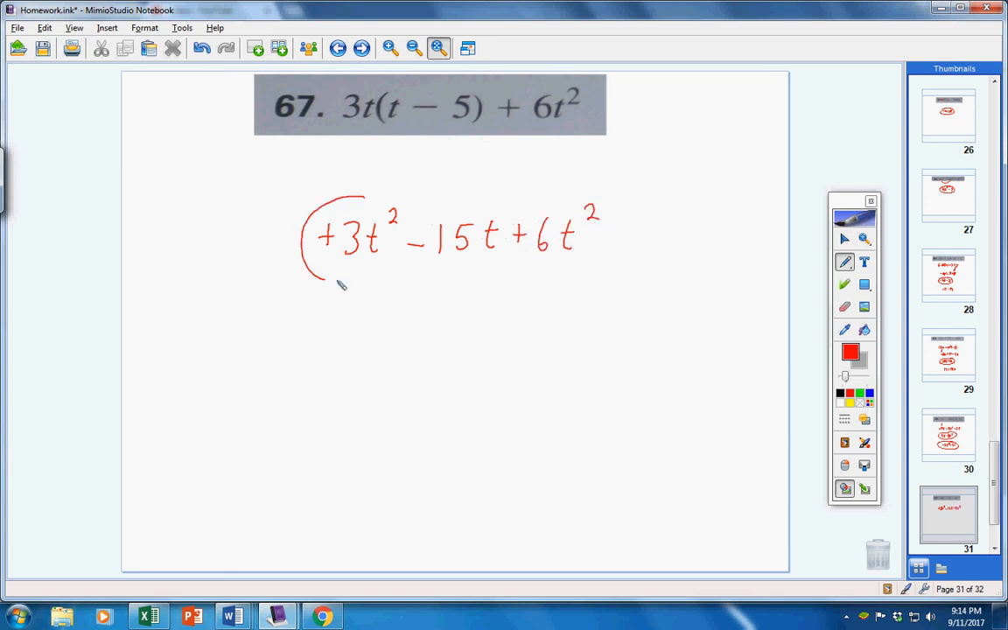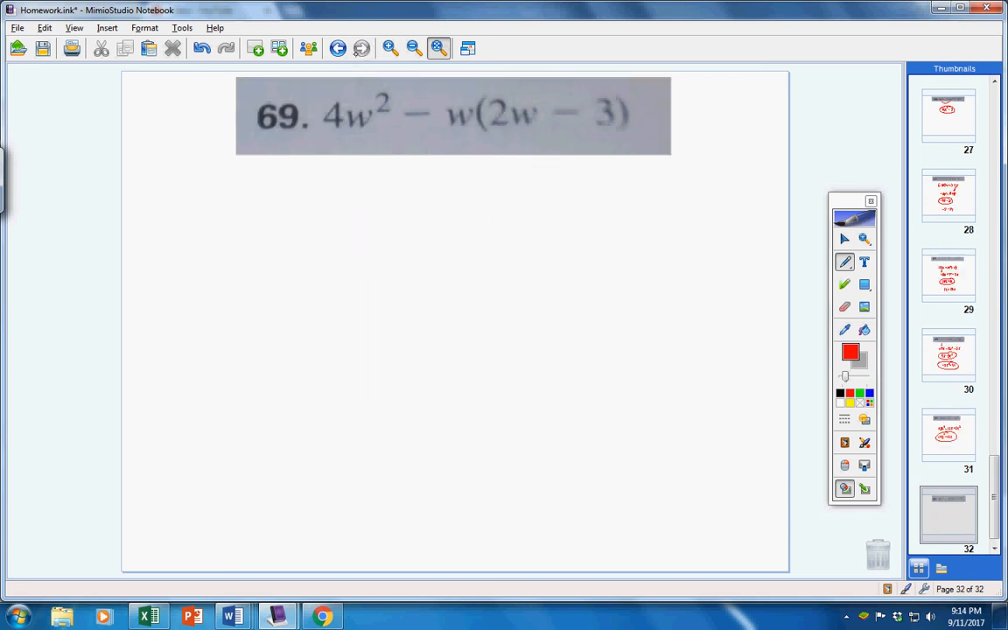Now, here's a t squared term. Here's a t squared term. Combine your like terms. So, bring down your t squared. Positive 3, positive 6. That's a positive 9. Then bring down your negative 15t. And that's it. Alright, last problem, number 69.